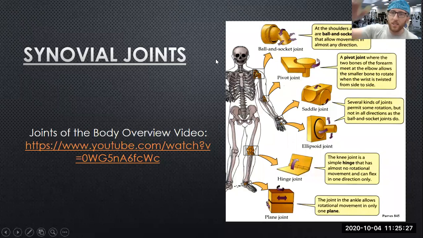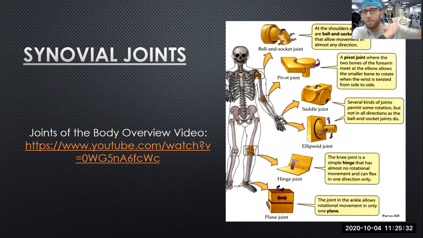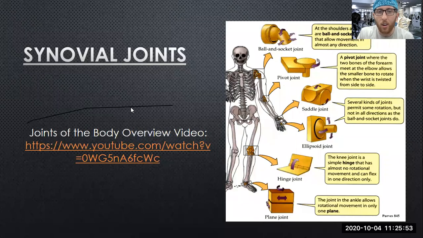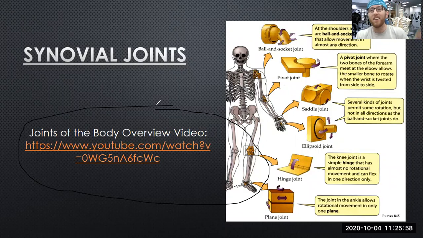With synovial joints, you can see the 6 different types right here. For example, the ball and socket joint of the shoulder or the hip, pivot joint, saddle joint, ellipsoid joint, hinge, and plane. I'm not going to go through all of them because there are so many. Check out your lab manual, though, and watch this video down here. This video has all the joints that you need to know for your lab manual. So check it out and fill out your lab manual while you're doing it.